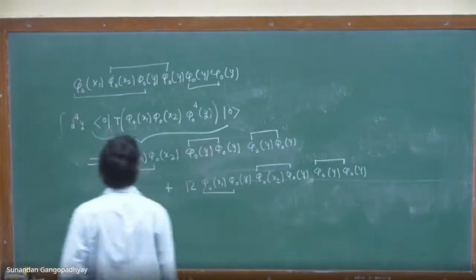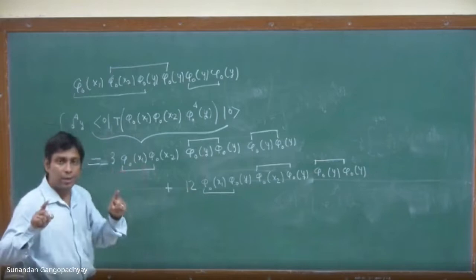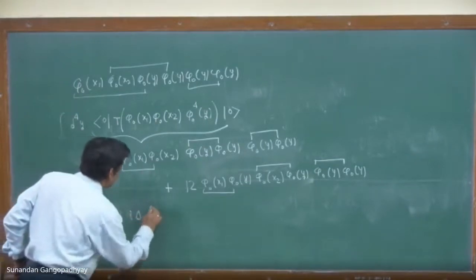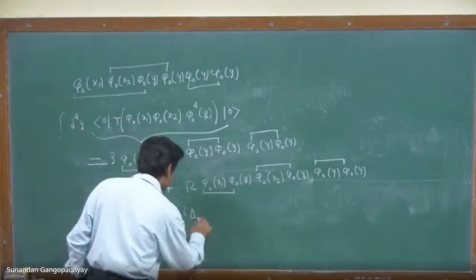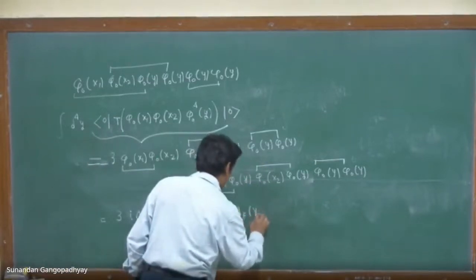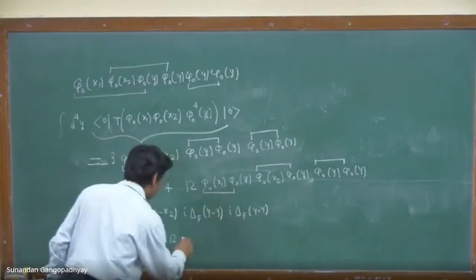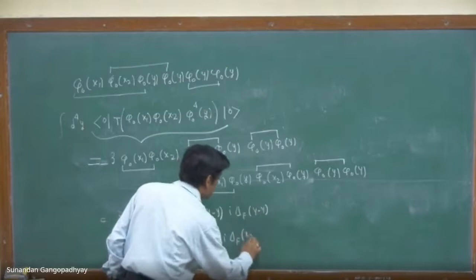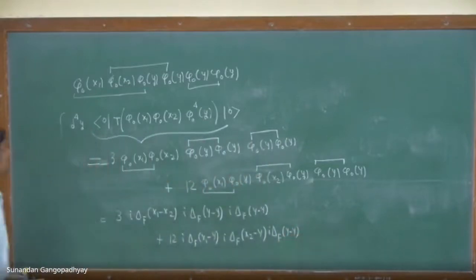But if you see this contraction, this phi naught x1, phi naught x2, it is actually what? It is basically the vacuum expectation value of the time ordered product of phi naught x1, phi naught x2. So this thing is basically nothing but i delta F x1 minus x2. Right? This one. Similarly, this thing is i delta F y minus y. So this is actually i delta F 0. Similarly, this thing, i delta F y minus y, plus 12, this is i delta F x1 minus y, then i delta F x2 minus y, then i delta F y minus y, which is 0. This is what we have.